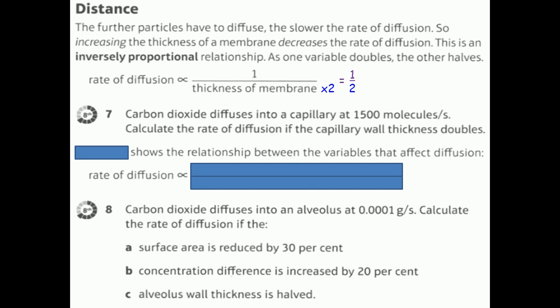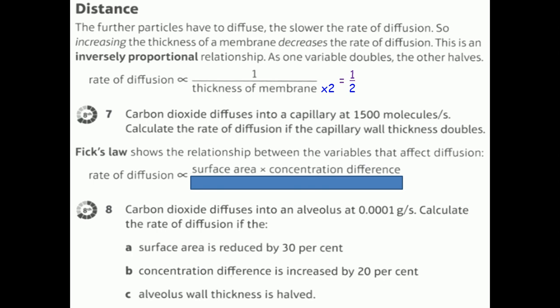Now we could take into account all of those three variables and look at the relationship using a calculation called Fick's law. In Fick's law, the rate of diffusion is proportional to, we already know, the surface area and the concentration difference. However, it is inversely proportional to the thickness of the membrane. So those three relate to each other in terms of how they're proportional to the rate of diffusion.